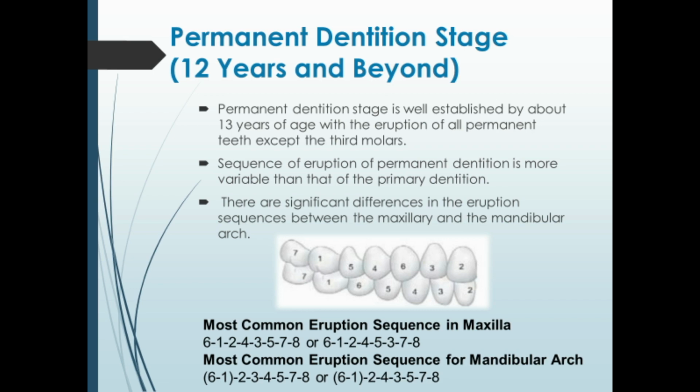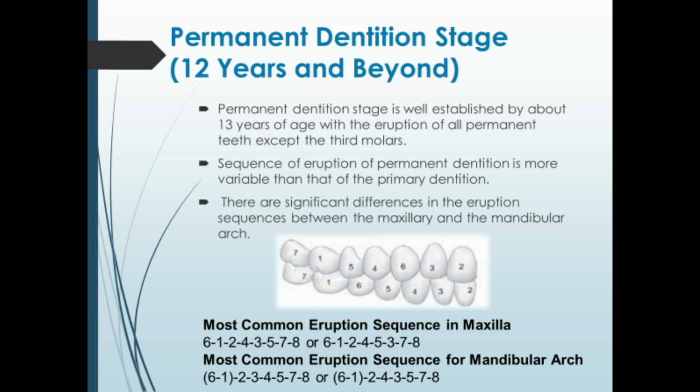The sequence of eruption of the permanent dentition is more variable than that of the primary dentition. In addition, there are significant differences in the eruption sequence between the maxillary and the mandibular arches. The most common eruption sequences for the maxillary and mandibular arches are presented on this slide. These are also the most favorable sequences for the prevention of malocclusion.